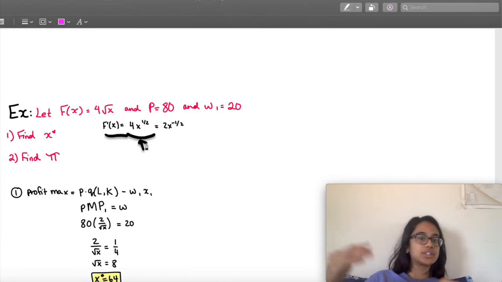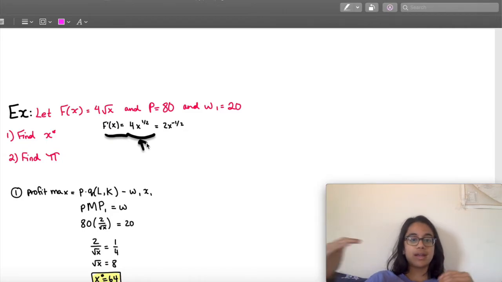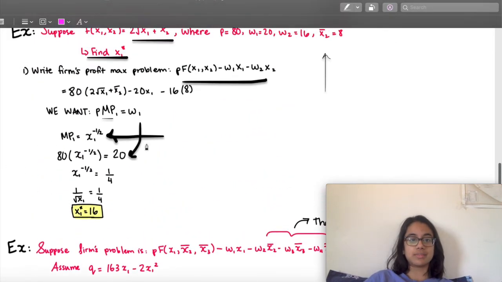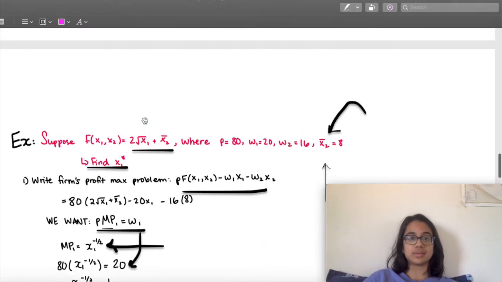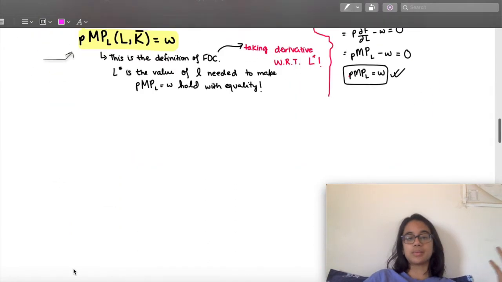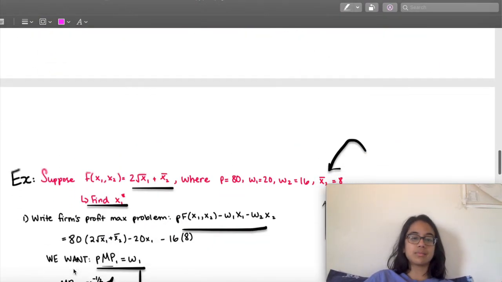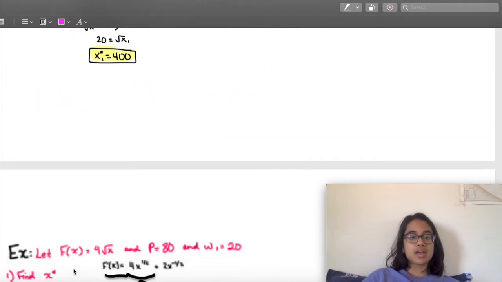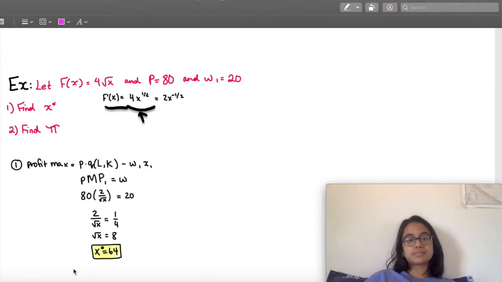Now it's very simple, because for our profit max, I know my formula is PMP1 is equal to W, just like the one before. It's everywhere, and that 1 could be replaced with L, could be replaced with K. It's arbitrary. So we have PMP1 is equal to W, and I can just plug my numbers in.